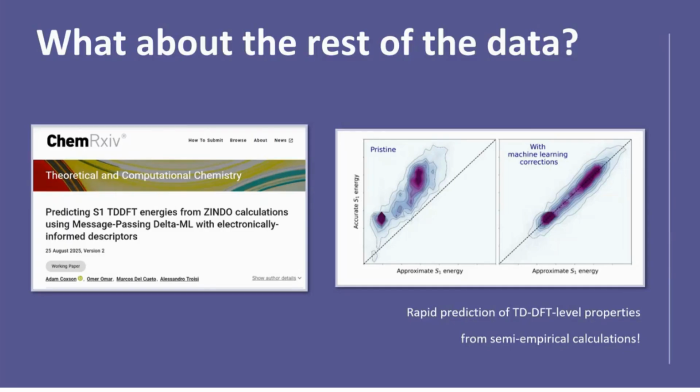You can obviously go beyond the S1, you can go to higher excited states, you can go to triplet states, and potentially even other properties as well. So that was a paper from someone called Adam in our group.